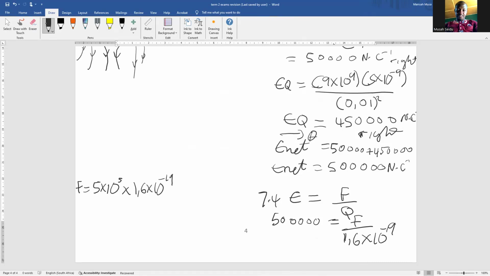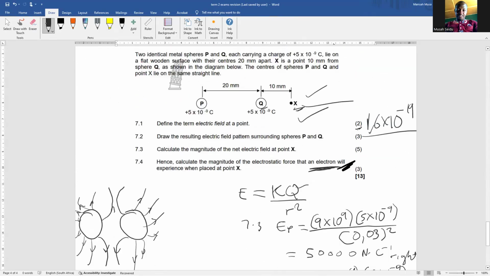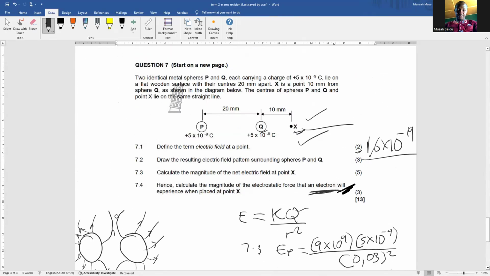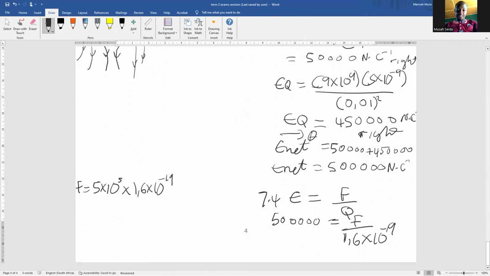So whatever I have from this is going to be my electrostatic force. Please bear in mind, when they say the charge placed at point X, that charge is what you're going to use. If it is one of these charges placed at this point, then we use this as we did in the class. I read it as one of these charges placed at this point, but however, it is an electron placed at this point. So we have to use the charge on the electron, which is 1,6 times 10 to the power of negative 19.